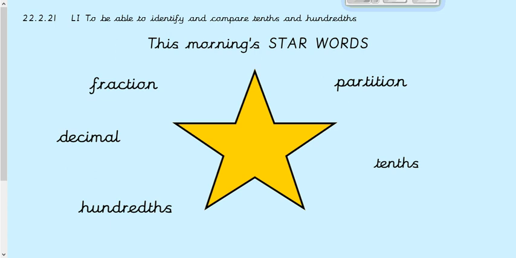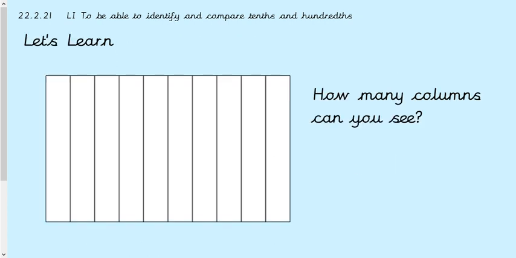So today we're just going to be able to identify and compare tenths and hundredths. So those are the only fractions we're going to worry about today. So it should be quite straightforward. It's just kind of to ease our way back into it, just so we have that understanding before we look into the decimals. So your star words today are fraction, decimal, hundredths, partition, and tenths. So let's go straight into it then.